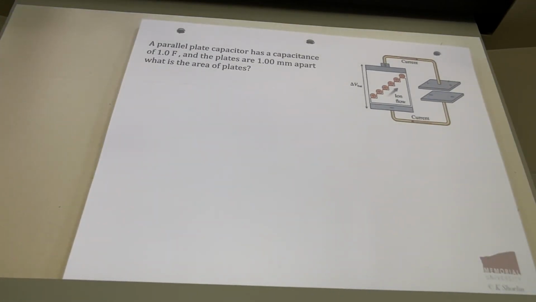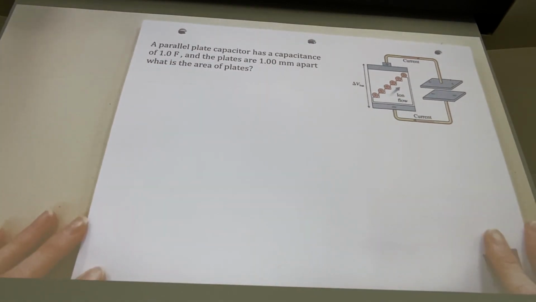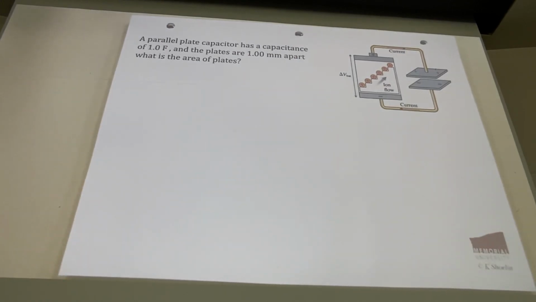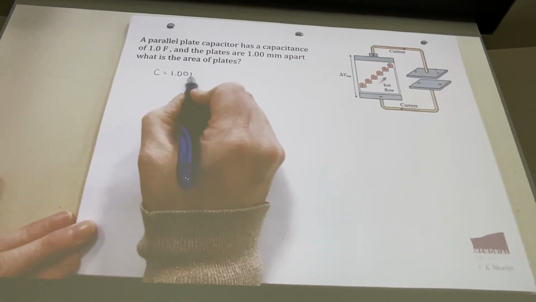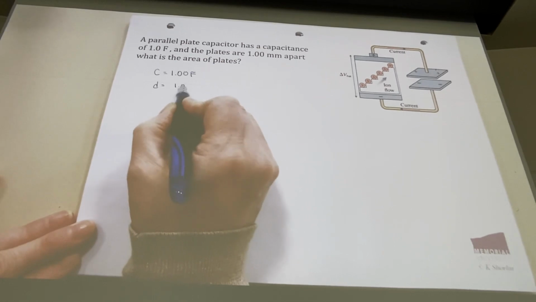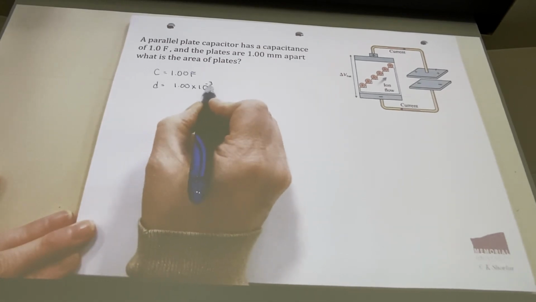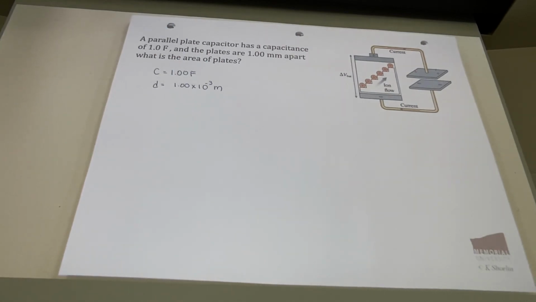A parallel plate capacitor has a capacitance of 1 farad. The plates are 1 millimeter apart. What's the area of the plates? So our capacitance is 1 farad. The plate separation is 1 millimeter, or 1 times 10 to the minus 3 meters. And I would say that this is not an atypical separation. Certainly that could happen in a capacitor. Lots of times it's going to be smaller, but this is certainly possible.